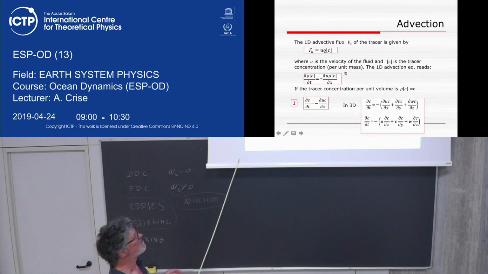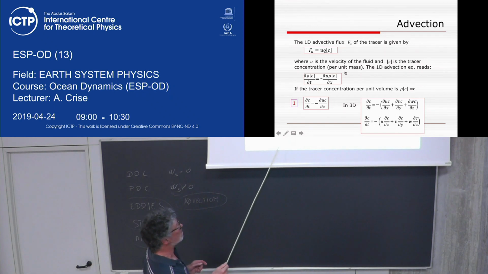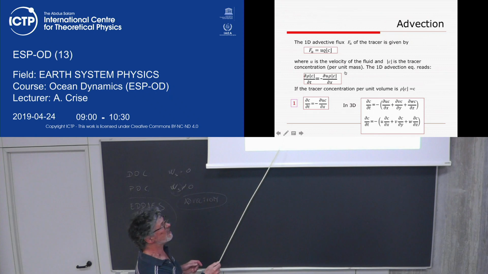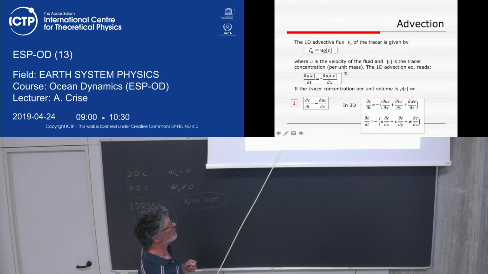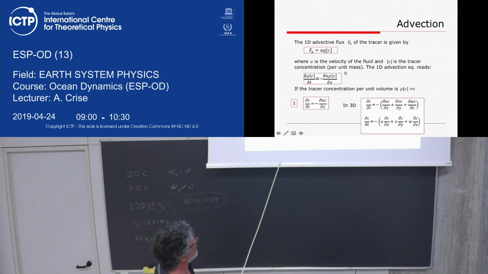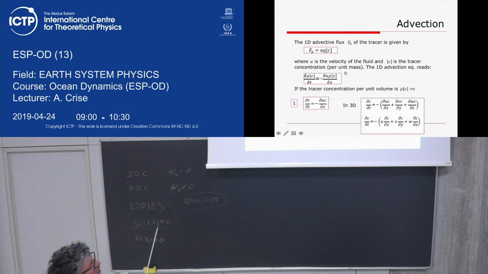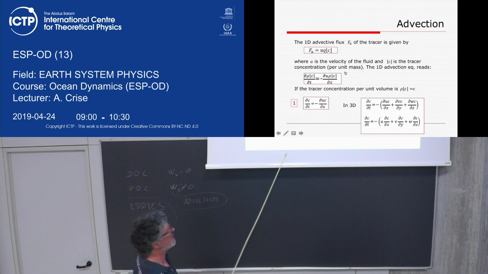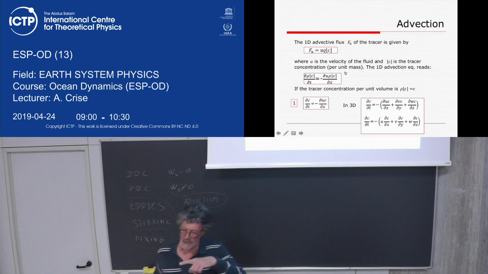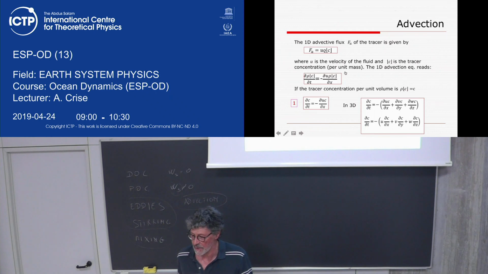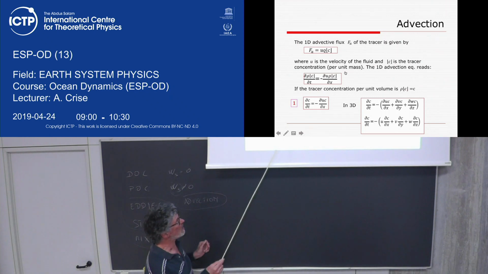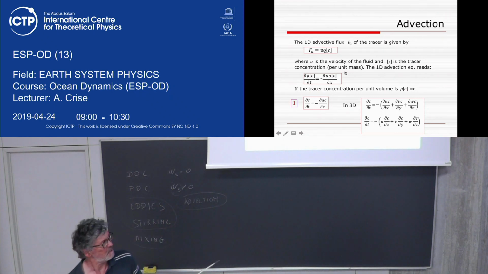So it depends on the gradient of U and the gradient of C. This is the derivative. But in one dimension, you cannot have a gradient of U, because U is U. You cannot accumulate mass or release mass. So it depends only on the gradient of C.